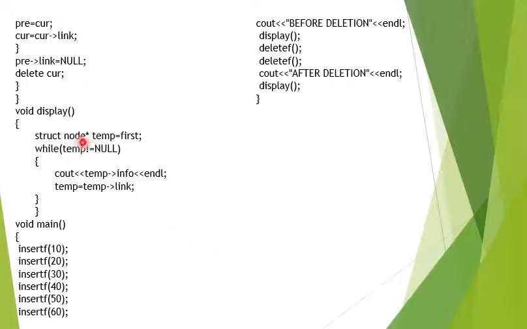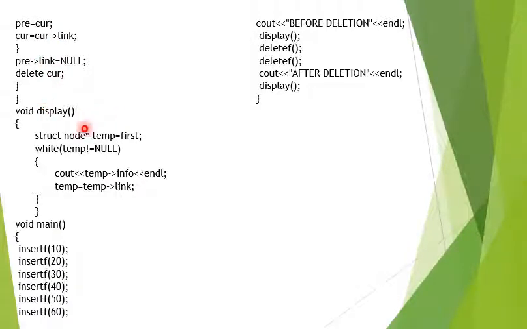After traversing, previous is equal to current and current is equal to current of link, because we are traversing intentionally so that current is in front of previous and previous is behind current. After that previous of link is equal to null, and we delete the current value because current has moved to the front of previous, so we delete that current.